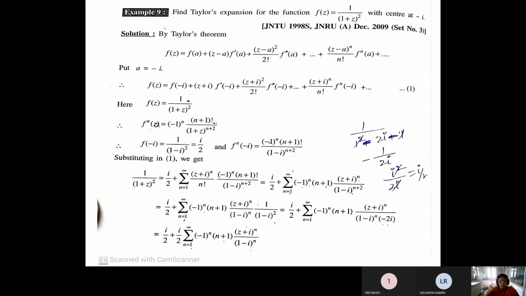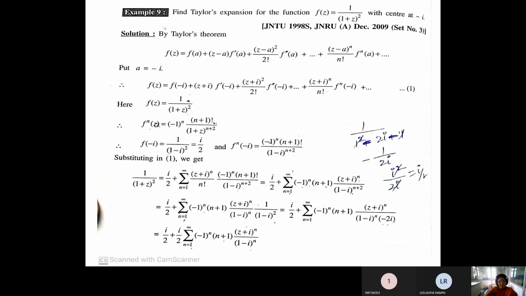1 by (1 plus z) whole square, f of z, can be written as f of minus i. Substituting minus i, what is f of minus i? It is 1 by (1 minus i) whole square. By expanding and simplifying, you will get i by 2.